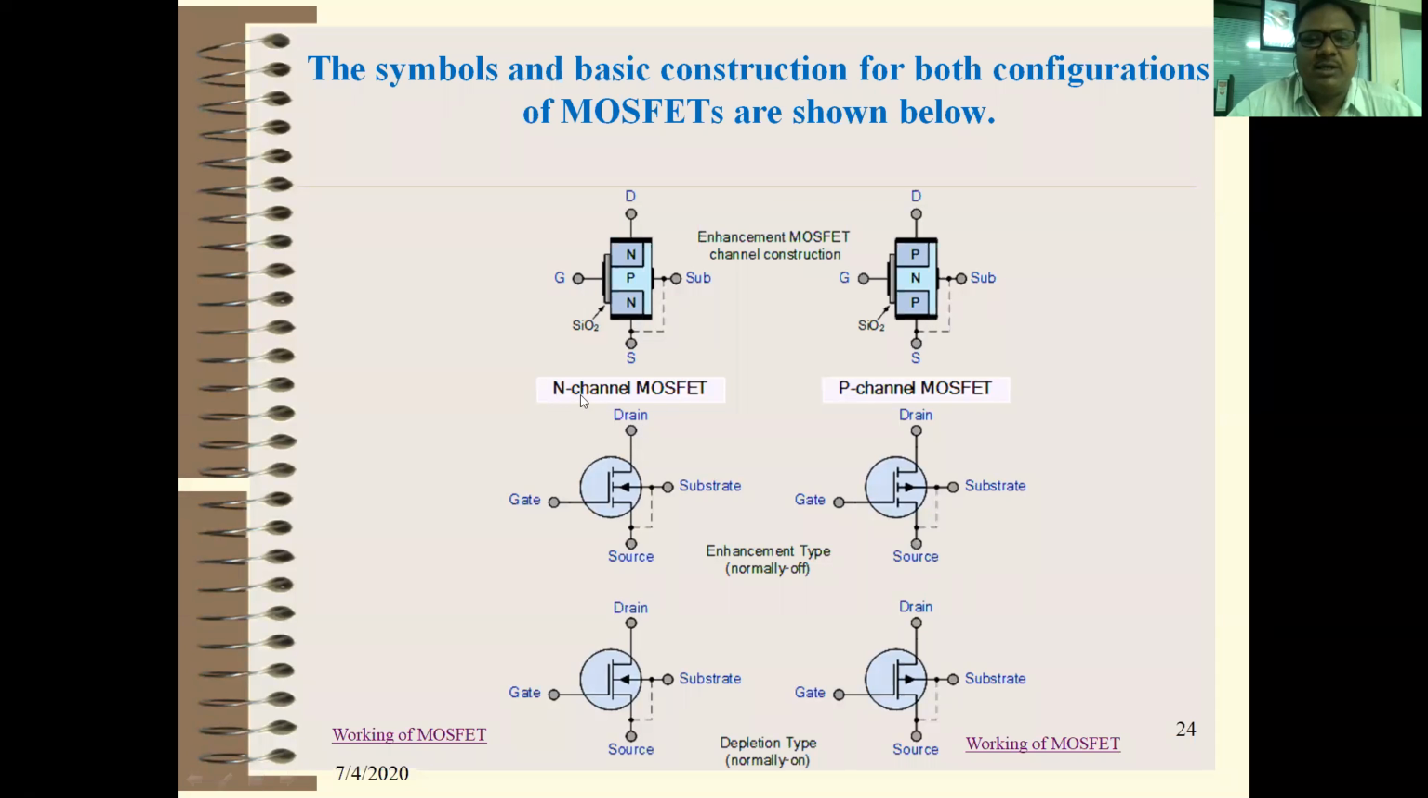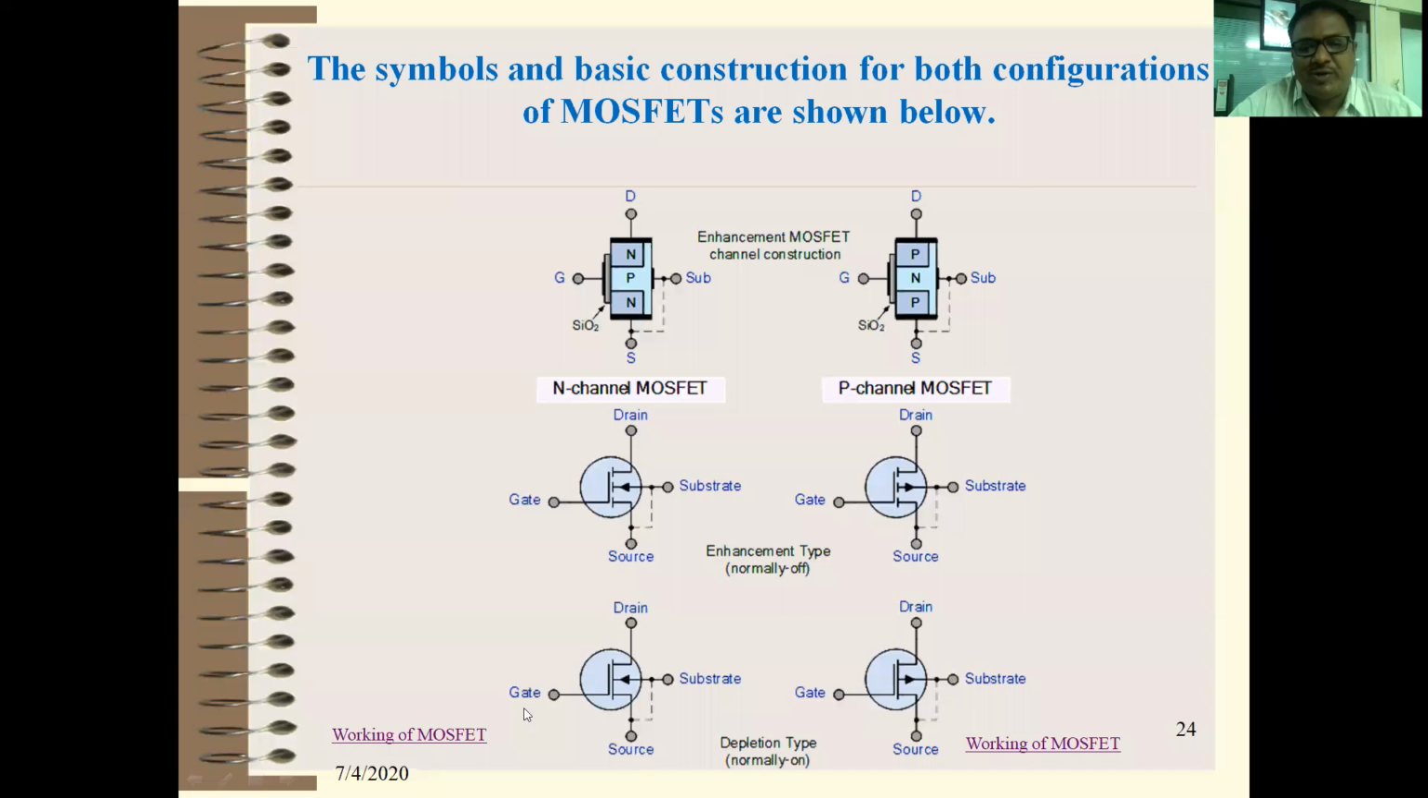They are called N-channel MOSFET and P-channel MOSFET. If you see the symbols here, these are the depletion type MOSFETs. That is the second one: gate, drain, source, and substrate. If you see, the channel is continuous in depletion type MOSFET, but in enhancement type MOSFET, the channel is discontinuous.